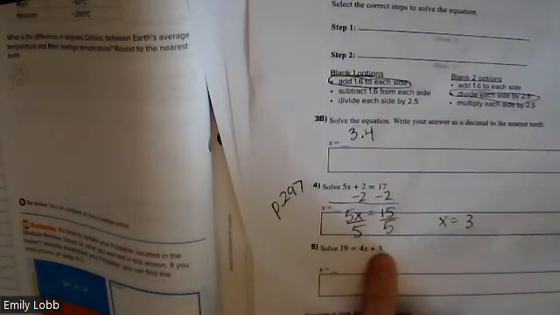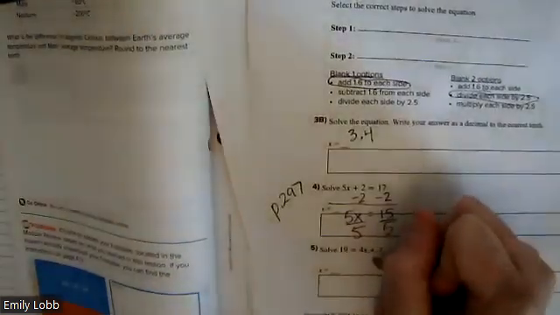I know this looks a little bit backwards, but you can still do it. I have to add or subtract to get rid of this constant. So what am I going to do? Subtract 3 from both sides.